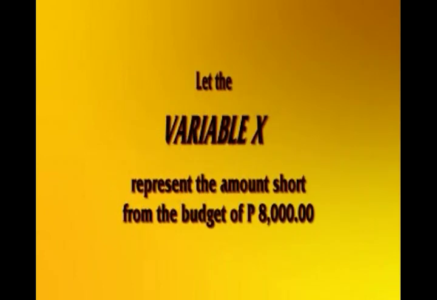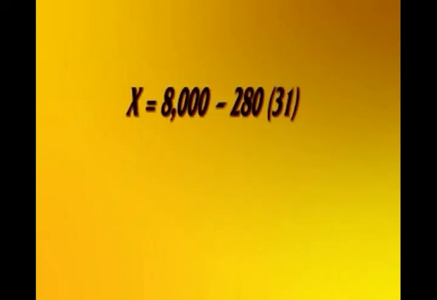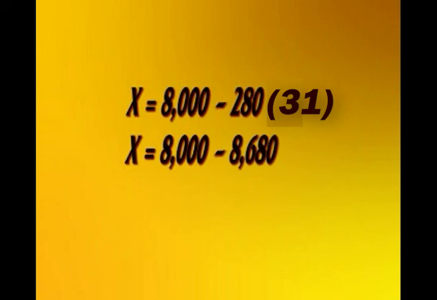Assuming 31 days per month, let x represent the amount short from the budget of 8,000 pesos. First, find the total amount for 31 days at 280 pesos daily expense. So we multiply 280 by 31. Thus, x is equal to 8,000 minus 280 multiplied by 31. Then x is equal to 8,000 minus 8,680. Thus, x is equal to negative 680. The budget will be short by 680 pesos. This is indicated by the negative sign.